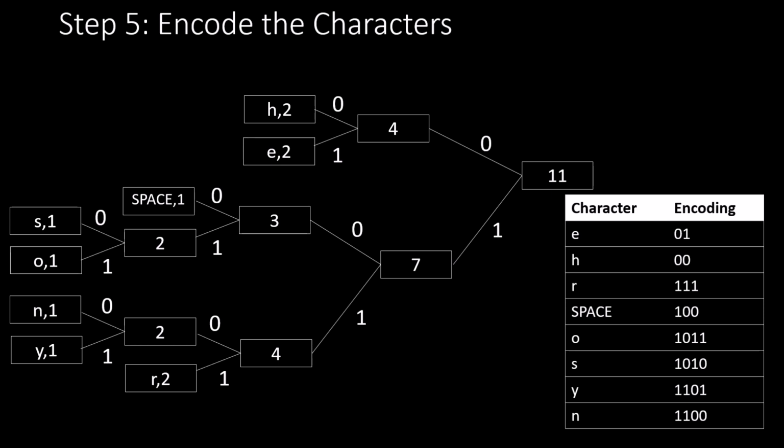Notice how the high frequency occurring characters have fewer bits to represent them, and lower frequency occurring characters have more bits to represent them. That's where the efficiency is made with Huffman encoding. So fewer bits to represent high frequency characters, more bits to represent low frequency characters.